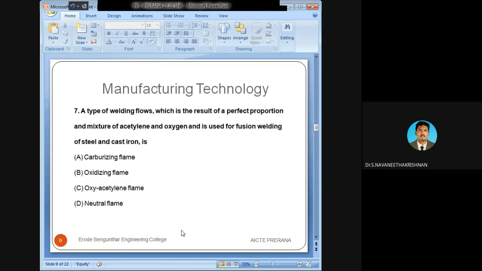Answer A is carburizing flame. Option B is oxidizing flame. Option C is oxyacetylene flame. And answer D is neutral flame. So tell me which one of these is the correct answer.